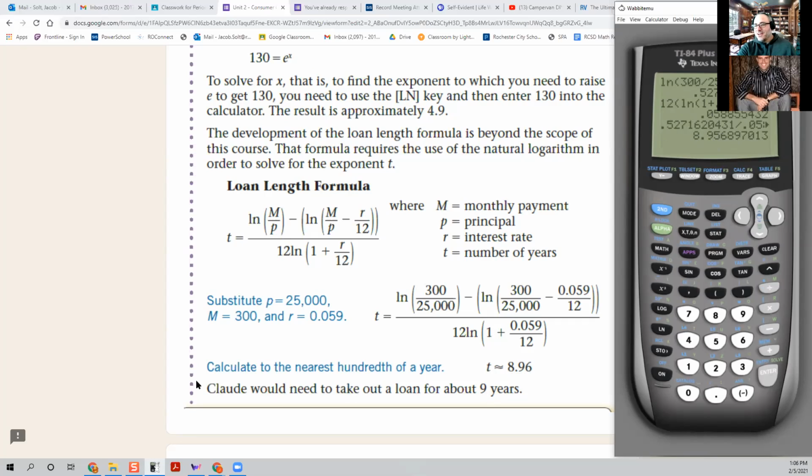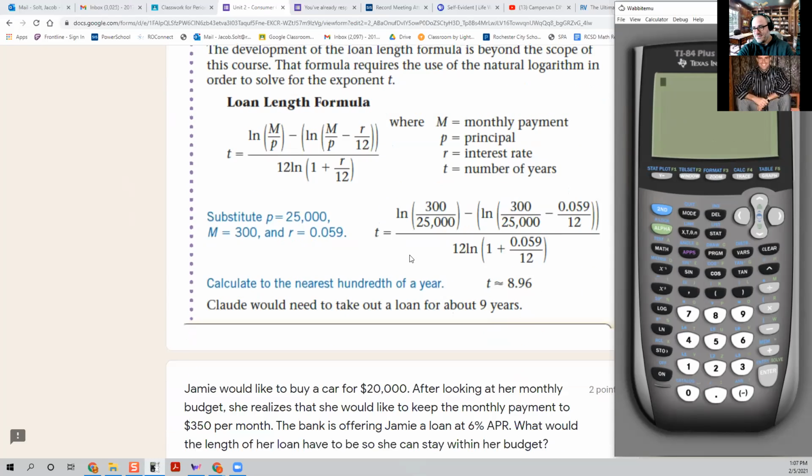We're going to basically say, for all intents and purposes, Claude is going to need to take out this loan for 9 years for this car. I do not advise you to take out a 9-year loan on a car. That's a bad idea. Cars usually break down after 9 years. You're still making payments on a car 9 years after you bought it. That's a financially unwise decision, but it can be done, and this is how Claude can do it.